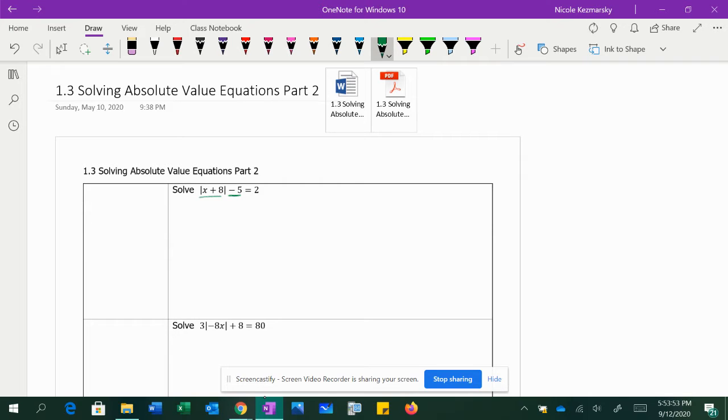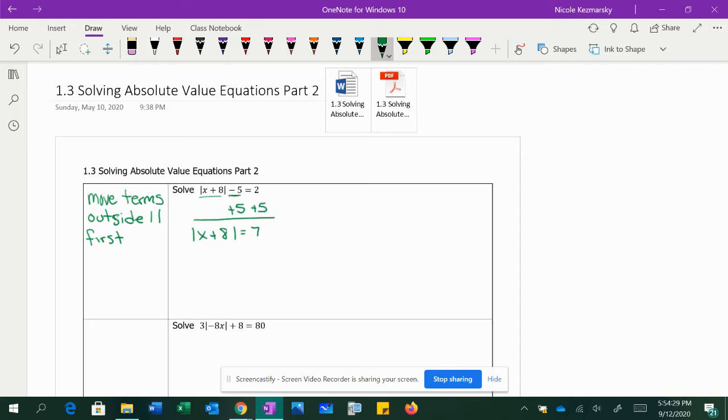So when we're solving, we want to move terms outside the bars first. So I'm going to add 5 to both sides and get x plus 8 equals 7. Then I check to make sure that's not a negative number, so it's a positive 7, so we're okay.